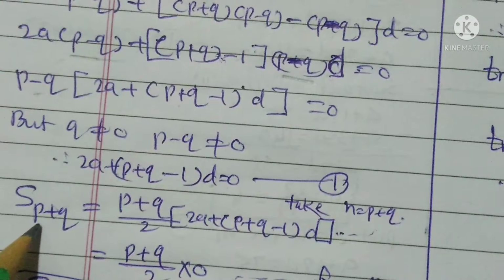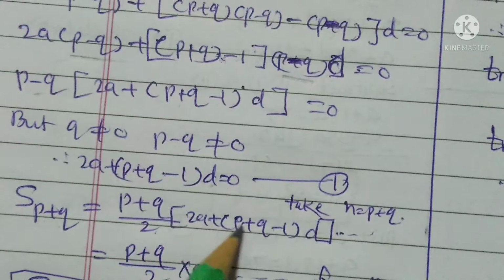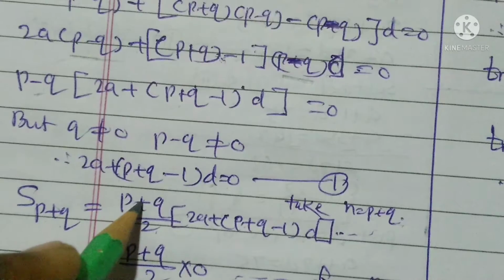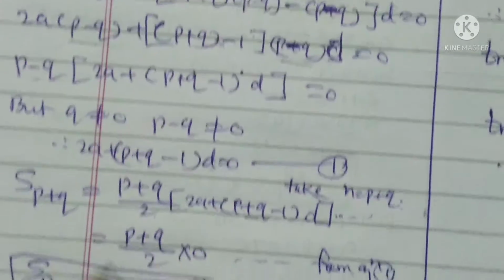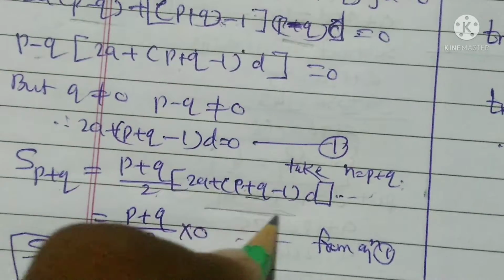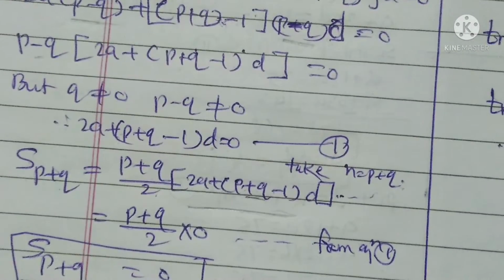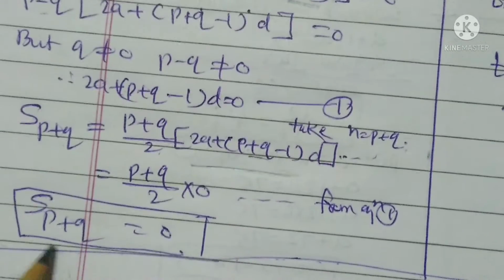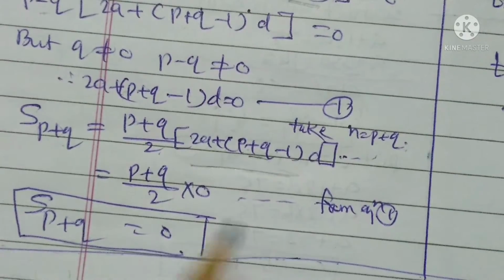Now write the sum of p plus q terms. The formula is n by 2 into (2a plus (n minus 1) into d). Put n equal to p plus q. Put the value. Then (p plus q) upon 2 into this value is 0 from equation 1. So the sum of p plus q terms is 0. Proved in this way.